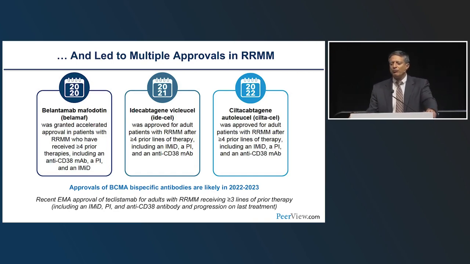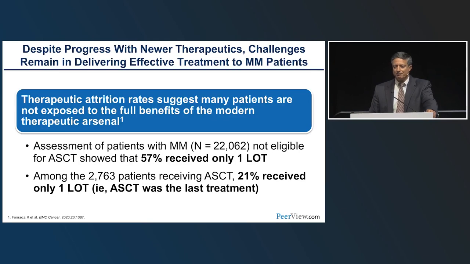Now, when we talk about approvals in targeting BCMA, the first approval was belantamab mafodotin, an antibody-drug conjugate, and we're going to talk about that in a few moments. The second approval was the first CAR T-cell in myeloma, ide-cel. And then the third approval is cilta-cel, the most recent CAR T-cell approved. Slightly different constructs, different binding affinities, different adverse event profiles, and we'll talk about that during the course of this session. And then finally, most recently, we've seen the EMA approval of the first BCMA-directed bispecific, teclistamab. Not yet in the US, but certainly that is available in Europe.